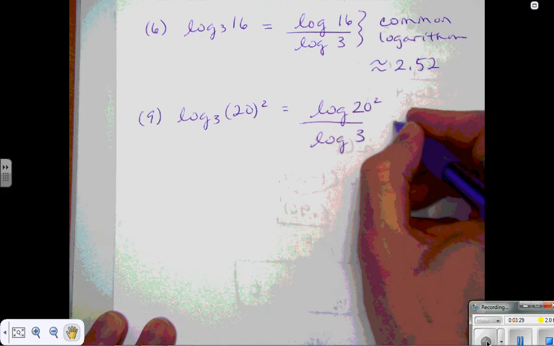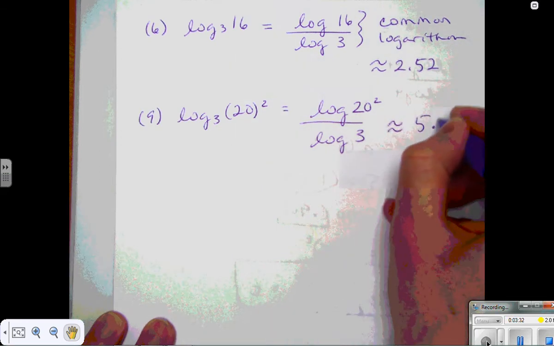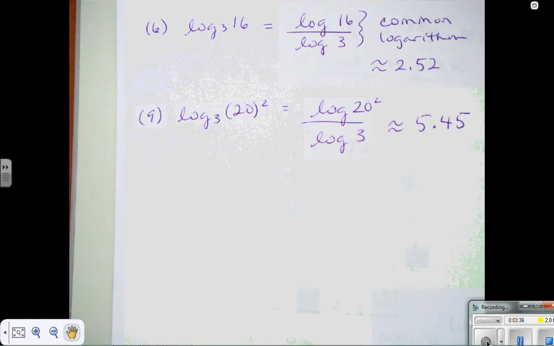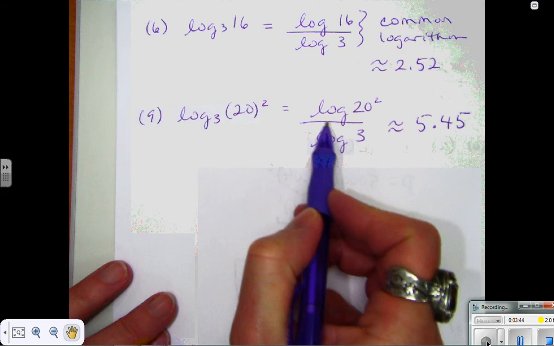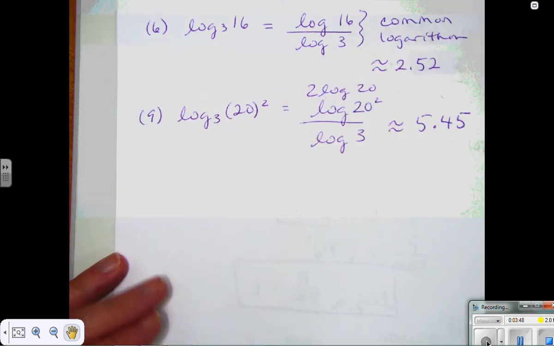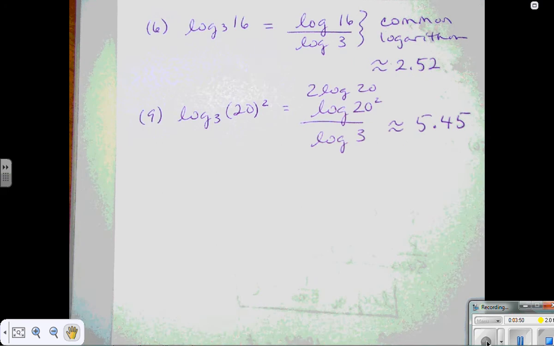Okay, and you should be getting about 5.45. Any questions? So this numerator you could have typed in as 2 times log 20 if you wanted to use the properties from yesterday. You still would get the same value.